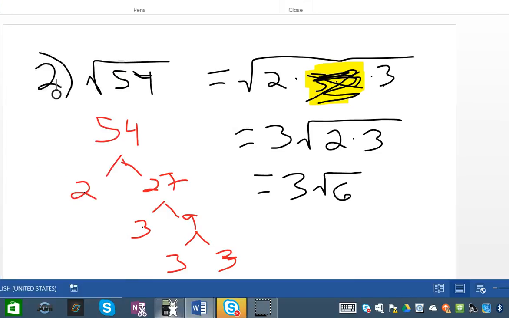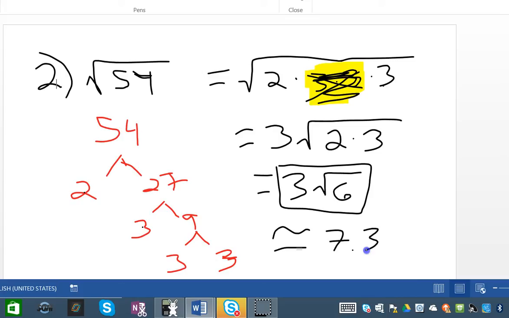So this is my exact answer, and this is approximately, so remember, squiggly line, then a straight line underneath, approximately 7.35. So I have two answers, my exact answer and my decimal approximation.